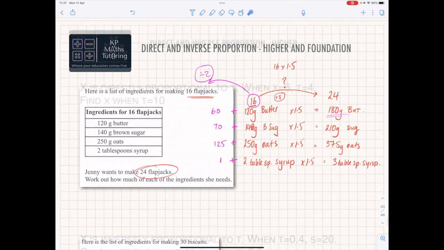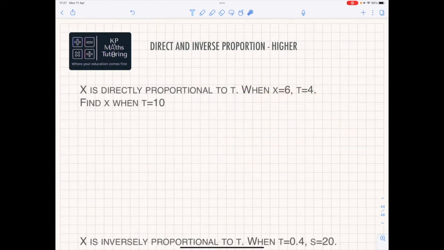Okay. So next up, we're going to look at direct and inverse proportion for higher pupils. How does a higher pupil approach a direct and inverse proportion question compared to a foundation pupil? Now, this is an example of a higher question. x is directly proportional to t. When x is equal to 6, t is equal to 4. Find x when t equals 10. There's a lot of information there, and we're going to go through it step by step as to how you actually solve these direct and inverse proportion questions.